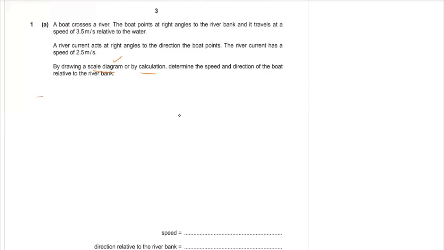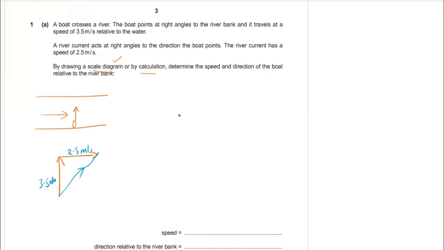If we consider this to be the riverbank, so the boat is here, which tends to move perpendicular to the riverbank. Then we take this to be the direction in which the water of the river is flowing, and this is the direction of the boat crossing to the other side. Then you can see clearly that the resultant velocity will be along this, which is the hypotenuse. So this is 3.5 meters per second, and then there is 2.5 meters per second.